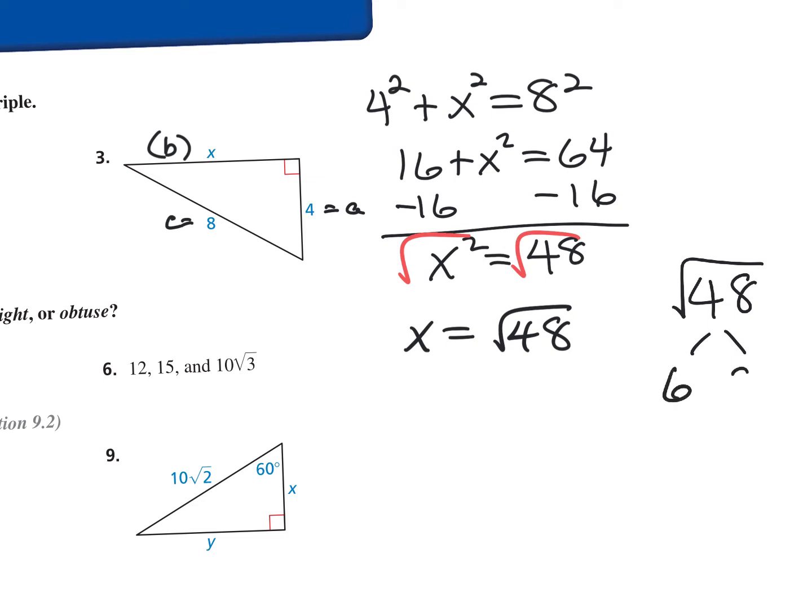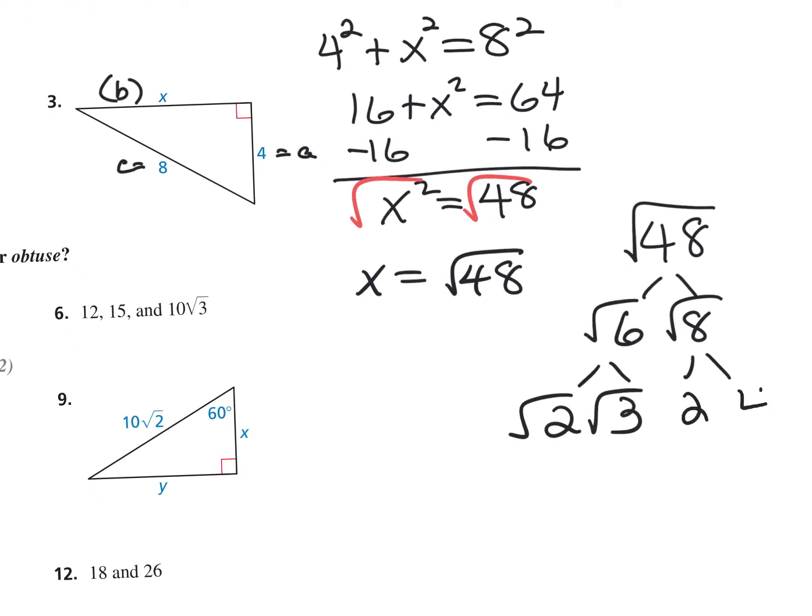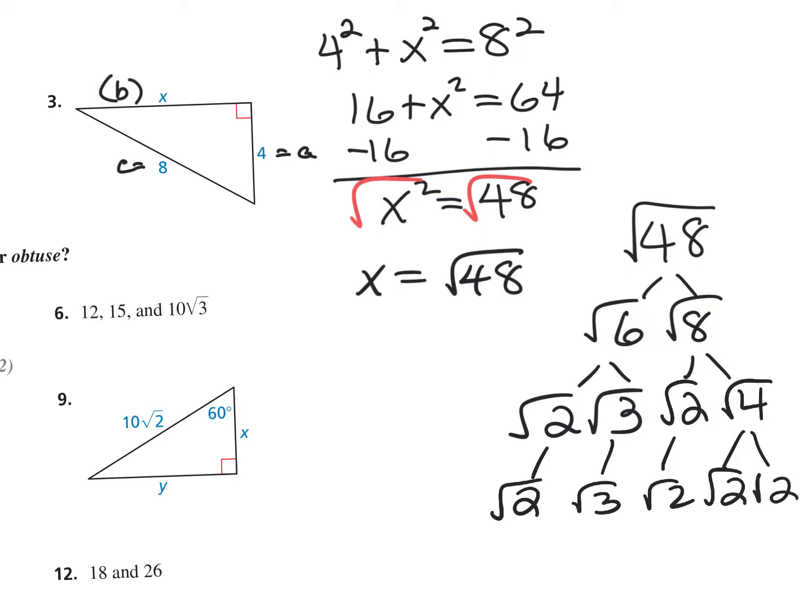I could do 6 and 8. For me, 16 times 3 would be the fastest. However, probably more common, students would use 6 times 8. Keep going till it's prime. So 6 becomes 2 times 3. 8 becomes 2 times 4. I'm still not at prime. I like to keep rewriting my primes so I don't forget about anything. And then the 4 is 2 and 2.